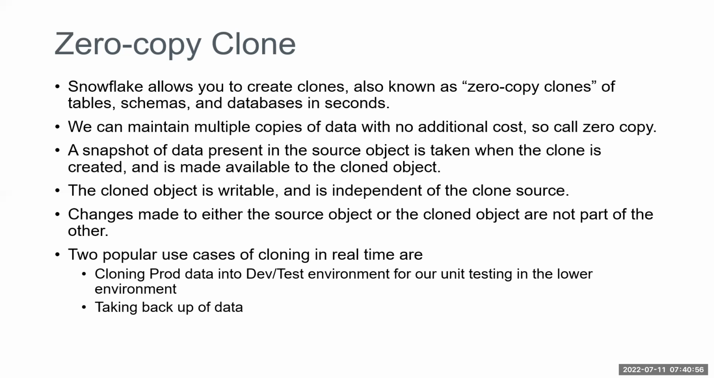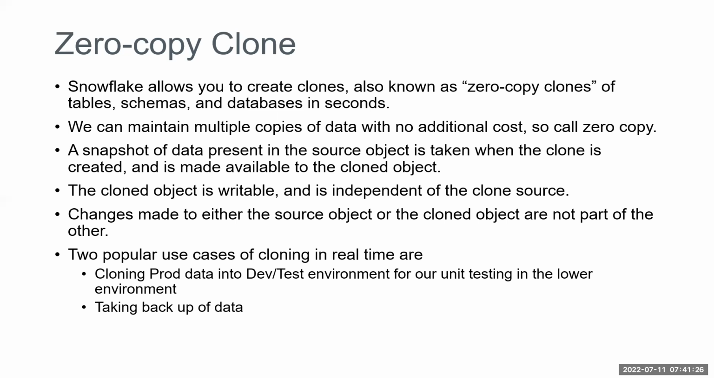Now you may get a question. Suppose I have 1,000 rows in the table, and I have cloned that into another table copy. What happens if I insert 100 more records into my source object? It will not reflect into the cloned object. The cloned object still contains 1,000 rows. But there will be no additional cost for these 1,000 rows. Even though you are modifying your source object, there will be no additional cost.